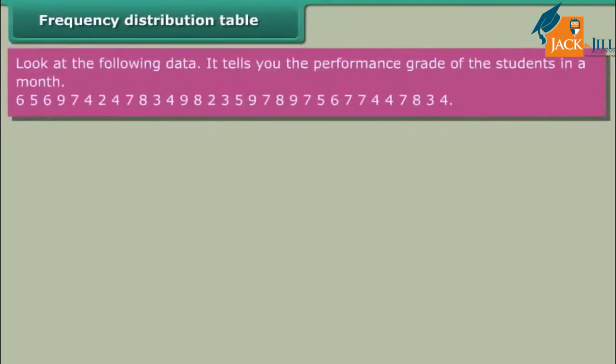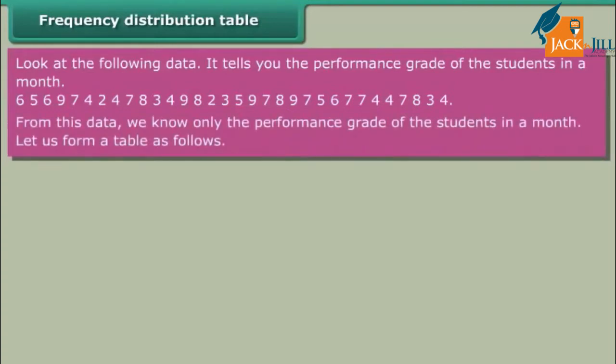Frequency distribution table. Look at the following data. It tells you the performance grade of the students in a month. 6, 5, 6, 9, 7, 4, 2, 4, 7, 8, 3, 4, 9, 8, 2, 3, 5, 9, 7, 8, 9, 7, 5, 6, 7, 7, 4, 4, 7, 8, 3, 4. From this data, we know only the performance grade of the students in a month.